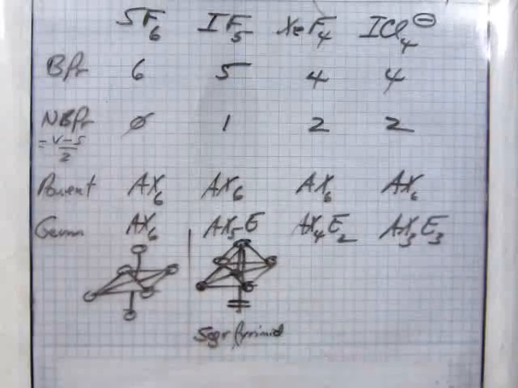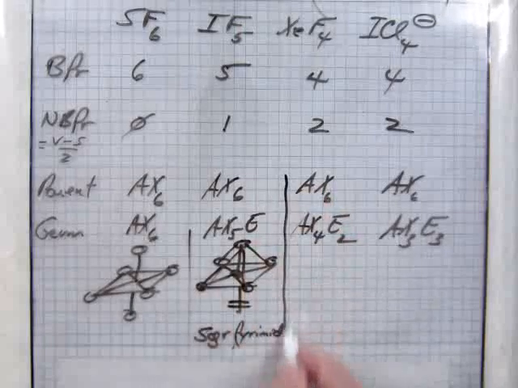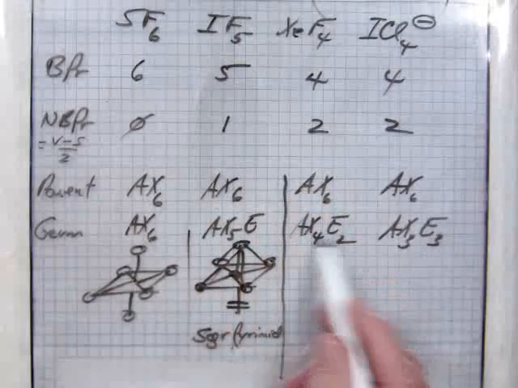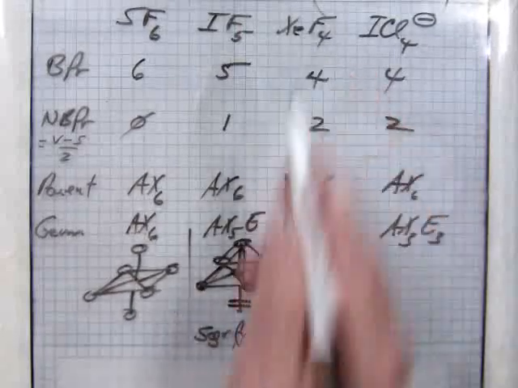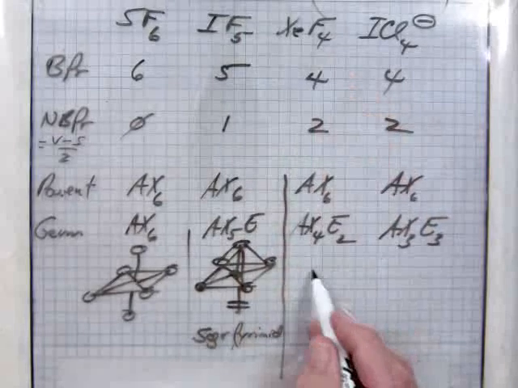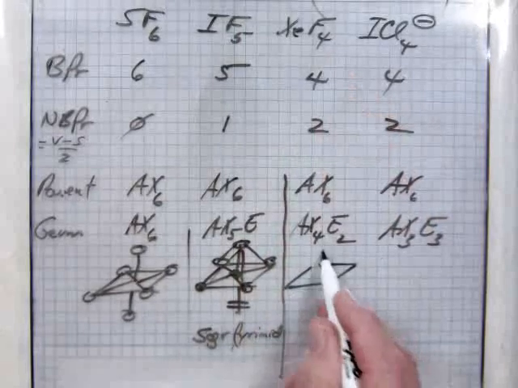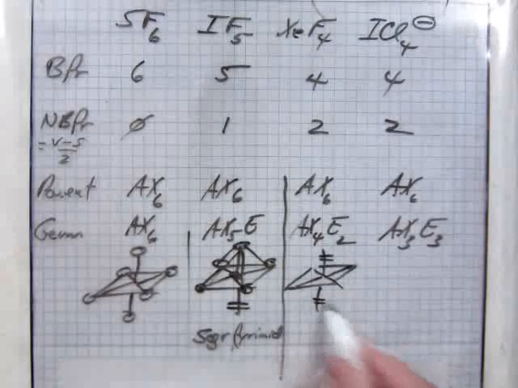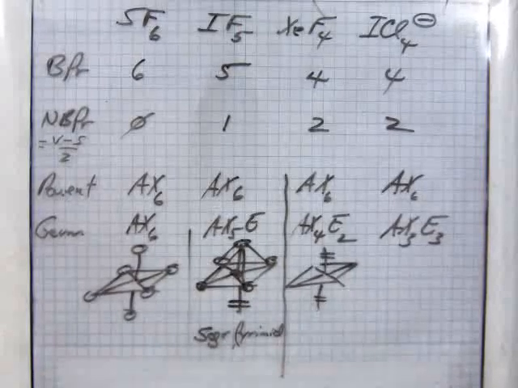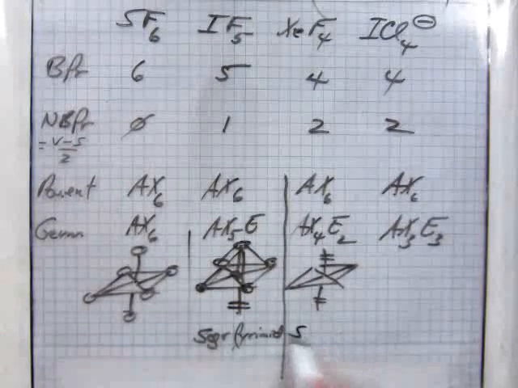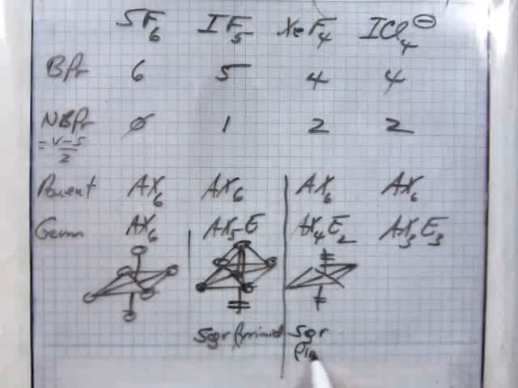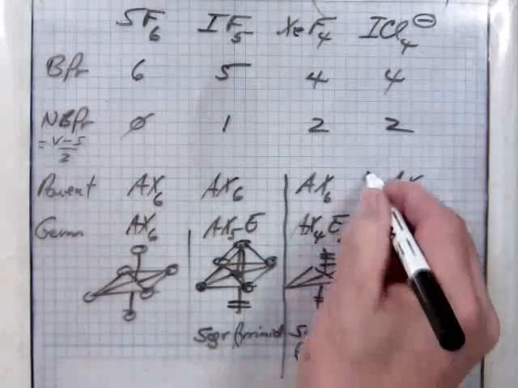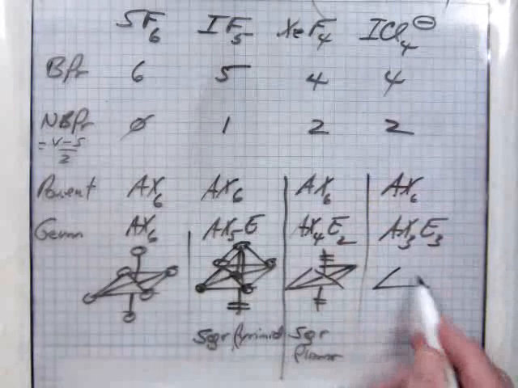Next two will be square planar. And so you get to AX4E2 in the xenon tetrafluoride, and you draw the same figure, but both above and below the plane are occupied with non-bonded pairs. And this is called a square planar. You can see it on the handout. And the same way over here.